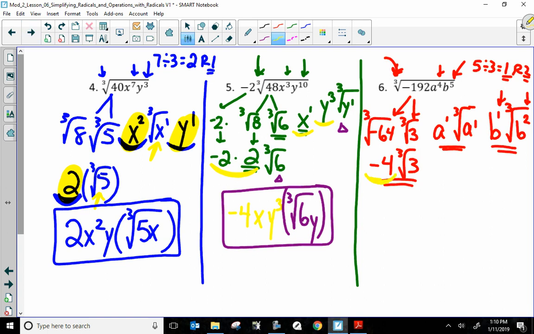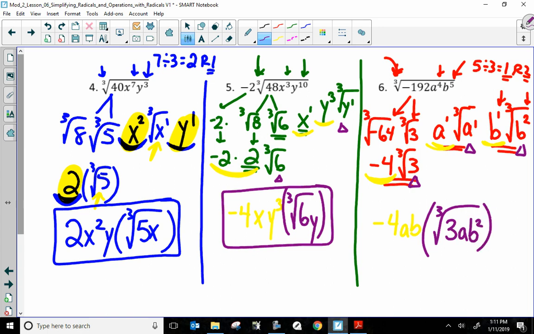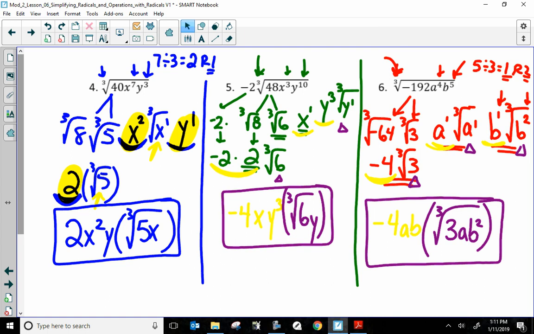-4 is outside. A is outside. B is outside. -4 AB. What remains in our radical? 3a b squared. 3a b squared. And that, my friends, is B, beautiful. Love it.